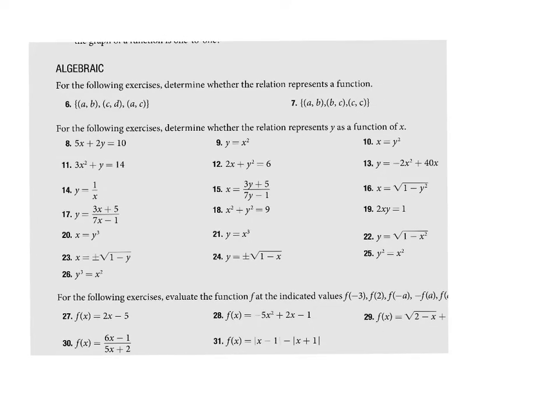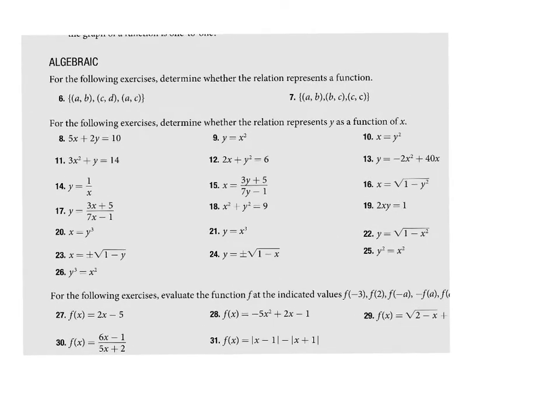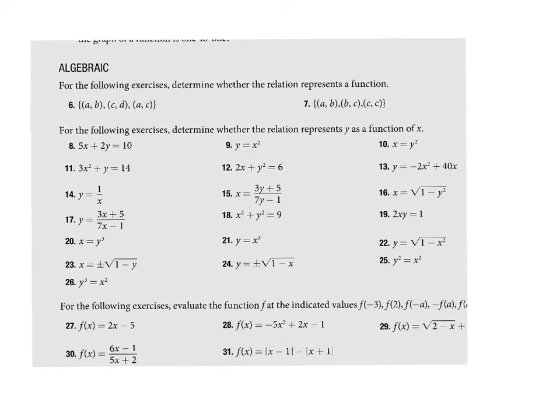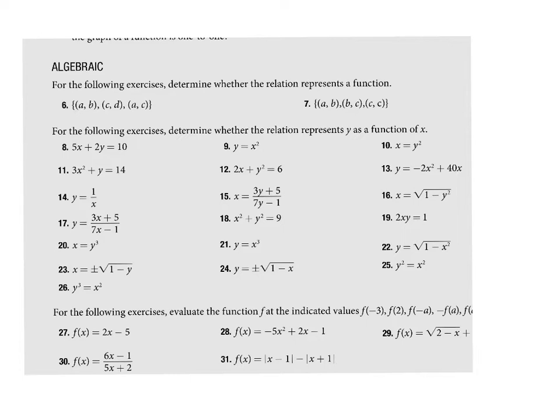In the first part of our algebraic exercises, we're simply asked to determine whether a relation represents a function. And so the way we do that is we simply look to make sure that each x-coordinate is not matched with more than one y value. So right away in number 6, I noticed that A is matched with B, but A is also matched with C. So this is not a function.